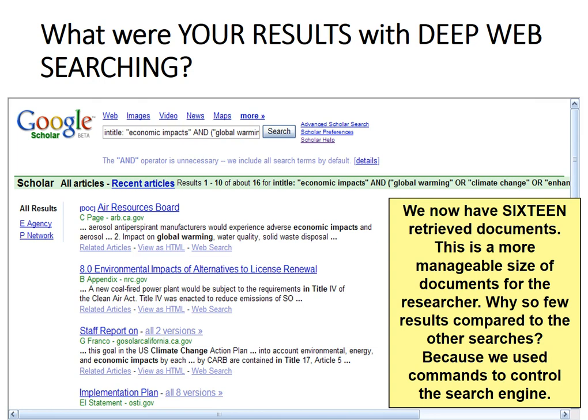Wow! What a difference the deep web search query made in our research results. We now have 16 retrieved documents. This is a more manageable size of documents for the researcher. Why so few results compared to the other searches? Because we use commands to control the search engine, not just let the search engine search every word we type in.